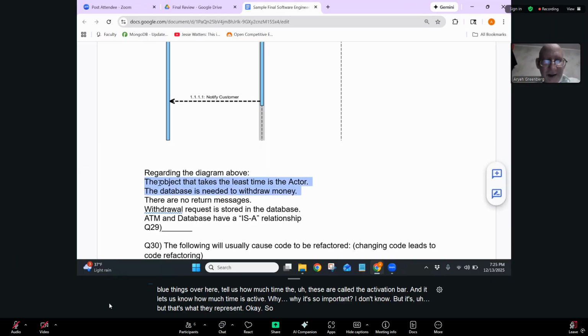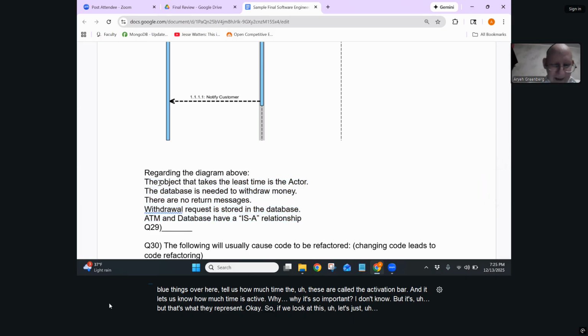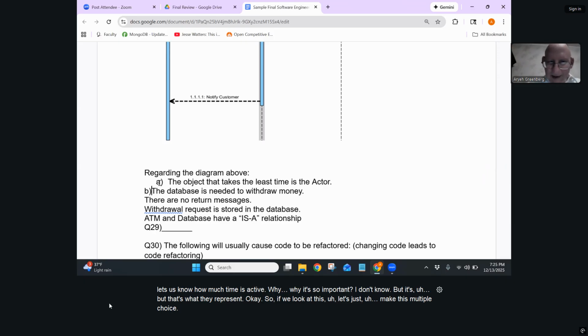So if we look at this, let's just make this multiple choice. Come on. Google Docs doesn't do as good a job as Word when it comes to this.